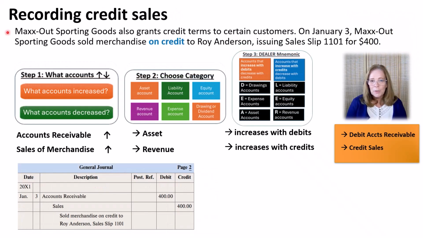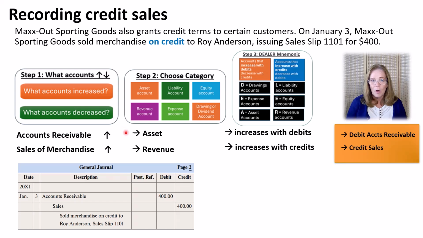Max Out Sporting Goods also grants credit terms to certain customers. On January 3rd, Max Out Sporting Goods sold merchandise on credit to Roy Anderson, issuing sales slip 1101 for $400. So two things happened here. One, monies owed by customers increased. We call that accounts receivable. And also sales of merchandise increased as well.